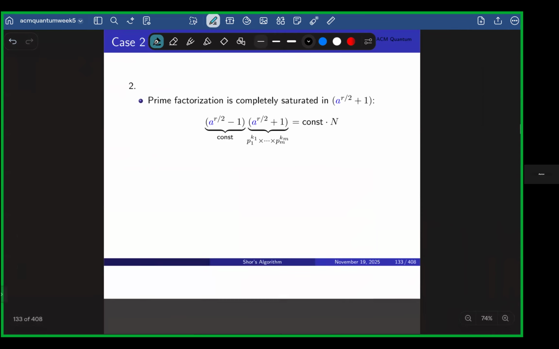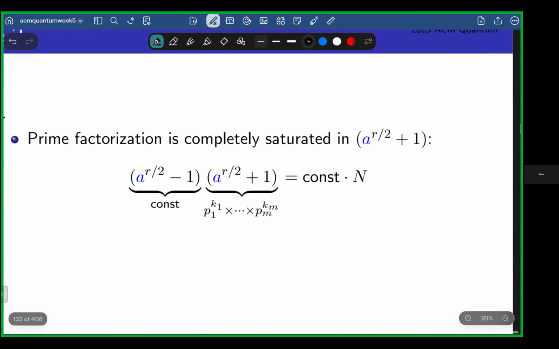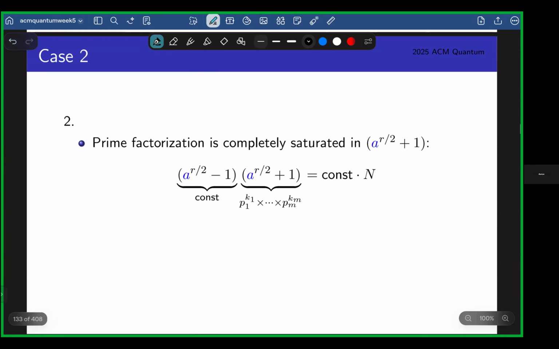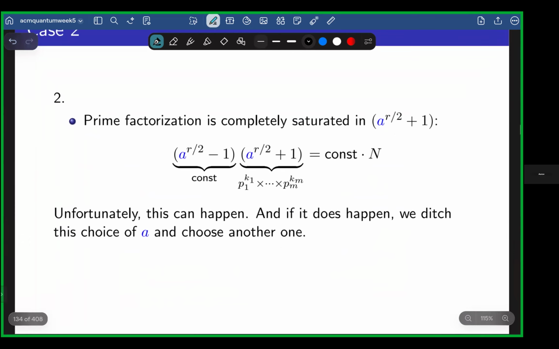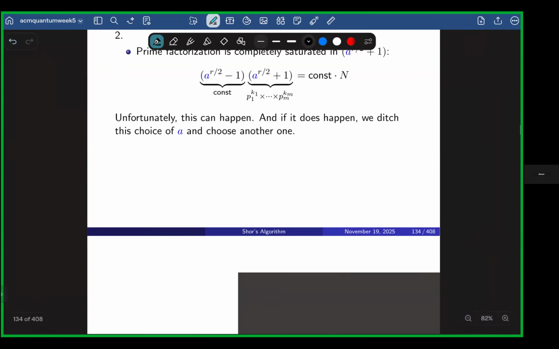Case two is that the prime factorization is in the other factor. We don't get the same thing. This could happen, and if it does happen, we just ditch that choice of A and choose a different one. So that's a case where you could say it fails, where you choose an A. You're going to do some tests with the order that we'll go over, and then if that fails, you conclude it had to have been case two.